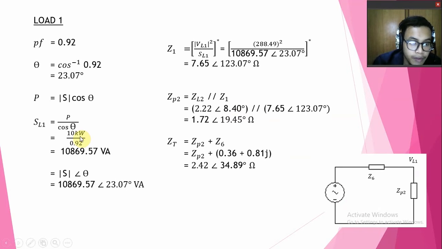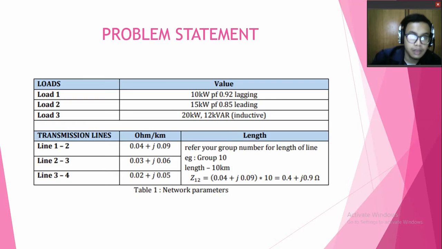So we divide the 10 kilovolt with the power factor to get the real power of load 1. After that, we must write the answer like this. The angle of this real power load 1 is positive because the system is lagging. We can see it in the load 1. The system is lagging.